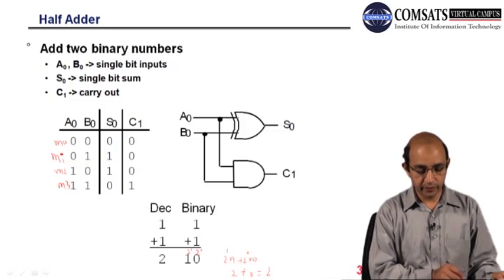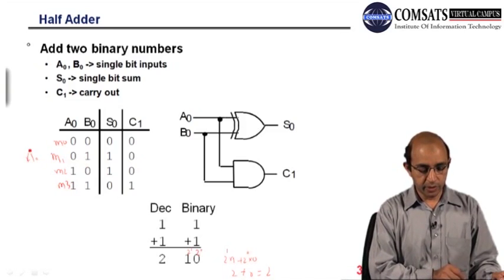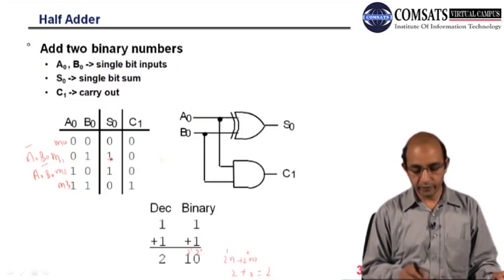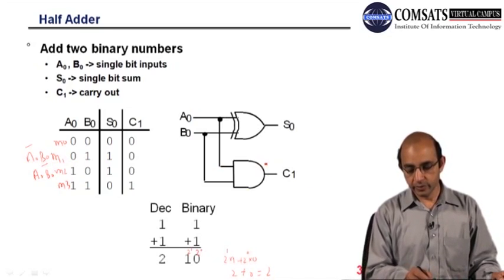So what I will be having is A0 bar B0, and A0 B0 bar. I will be adding them, so A0 bar.